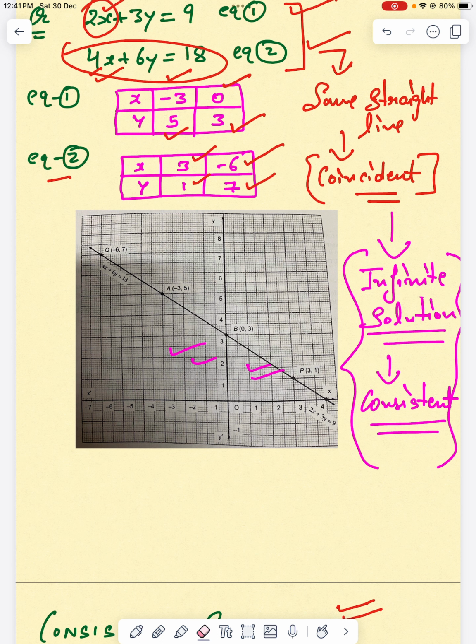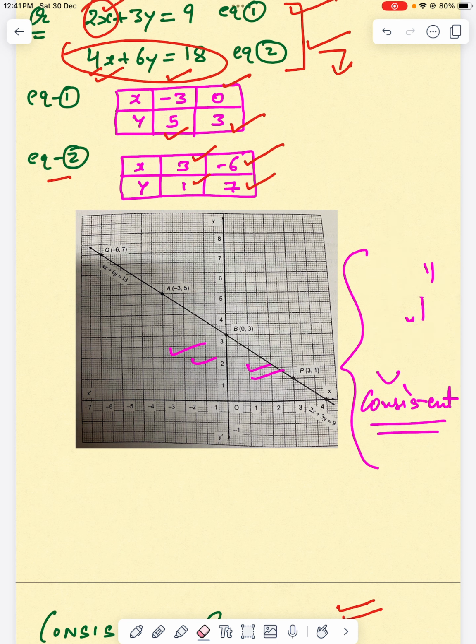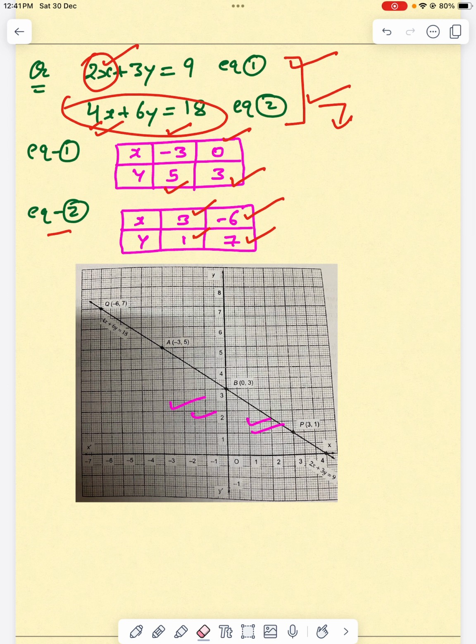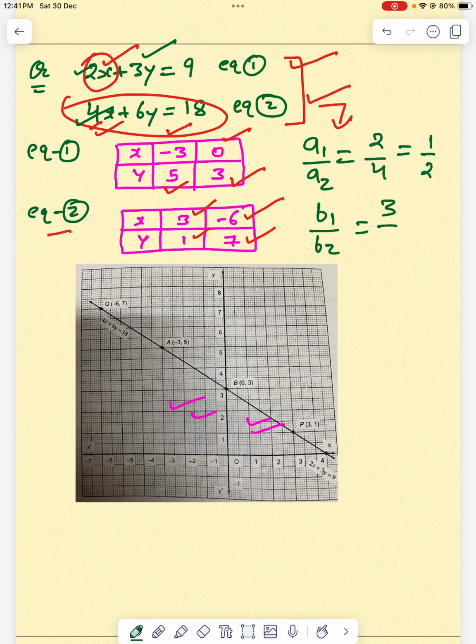So now, one more thing to remember that may be asked in your examination, that is the coefficients a1 and a2 with b1 and b2, right? So it is the same way we did it for the consistent and unique solution. So find the value of a1 upon a2. a1 is 2 and a2 is 4. It is equal to 1/2. What about b1 upon b2? b1 is 3 here and b2 is 6 here. It is equal to 1/2.